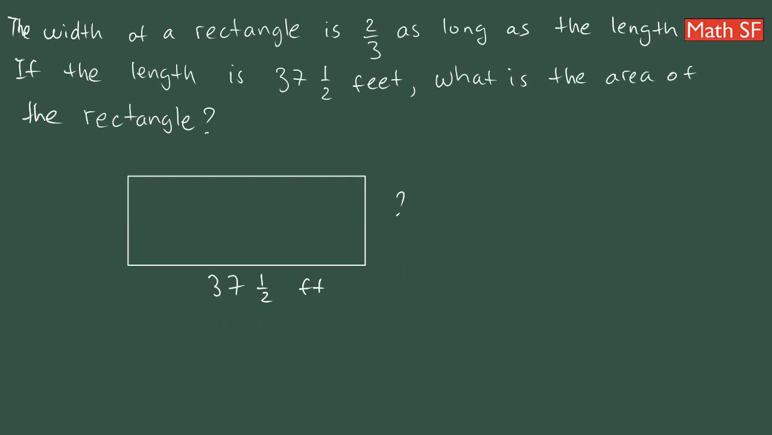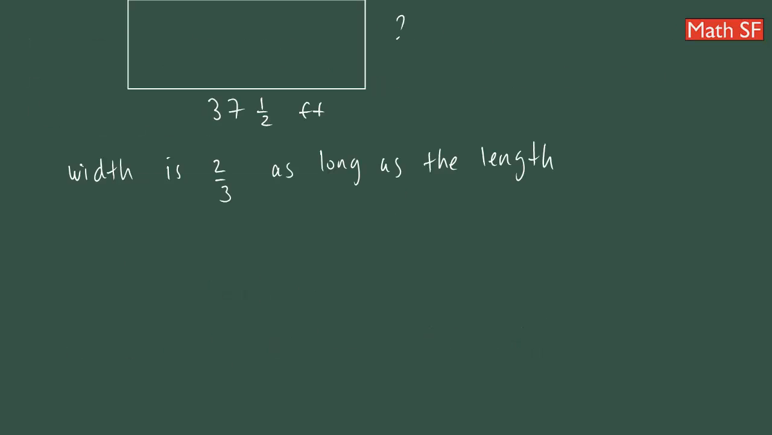They say that the width is 2/3 as long as the length. So we need to translate this phrase into mathematical symbols. Now the width, which we don't know what it is yet, will be represented with a box. Is stands for equal. 2/3 as long as means multiplication. The length, in this case, is 37.5.